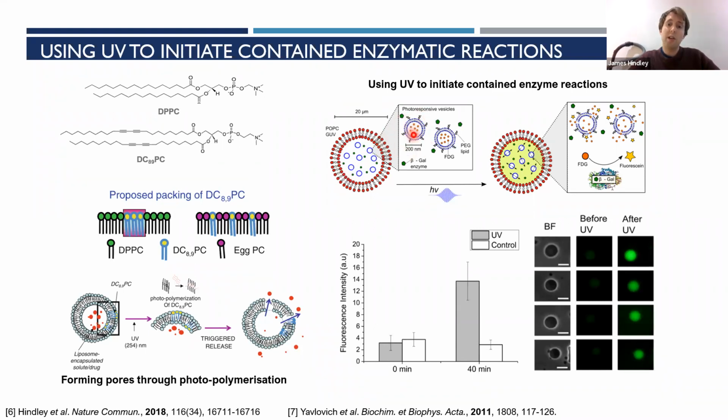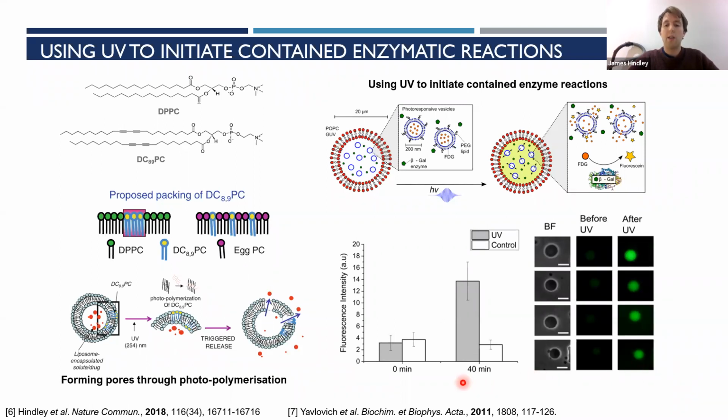And encapsulated inside those is FDG, which is an enzyme substrate for beta-galactosidase. So we have beta-galactosidase co-encapsulated. And if we shine a UV light on our system, we can release FDG into the main compartment of the nested vesicle. And then this is catalyzed to a fluorescent product, which again, we can monitor with fluorescence.